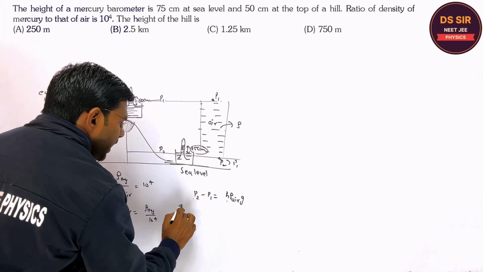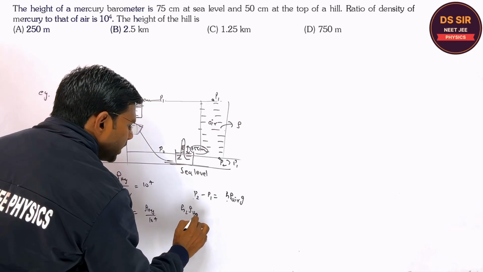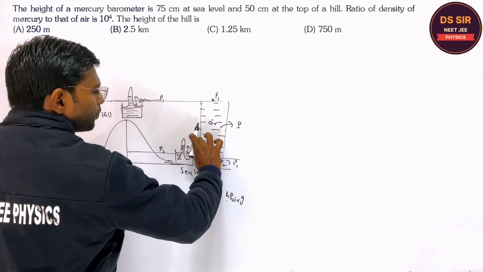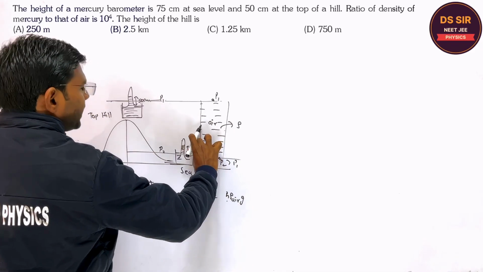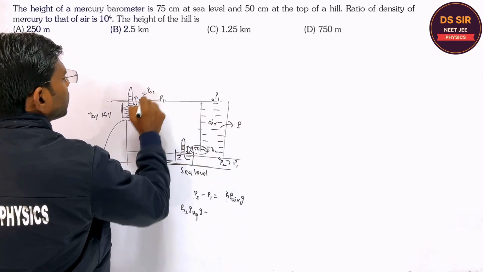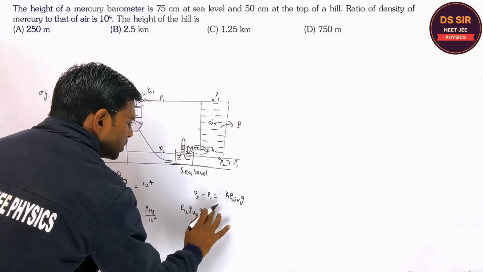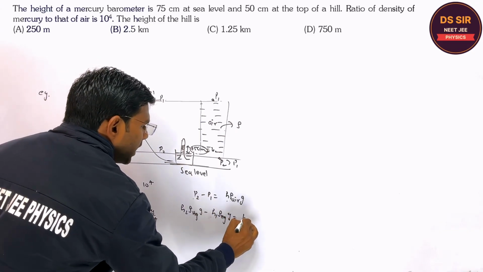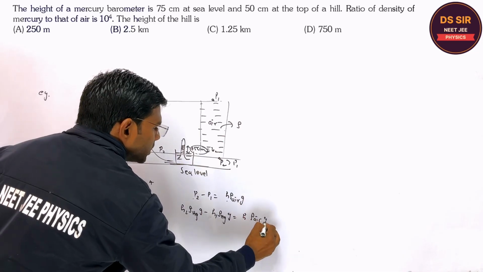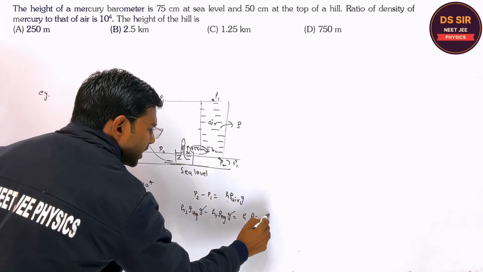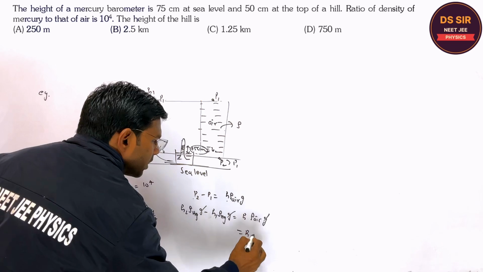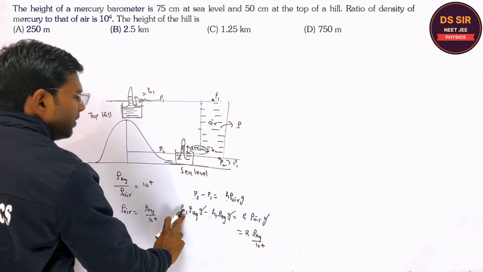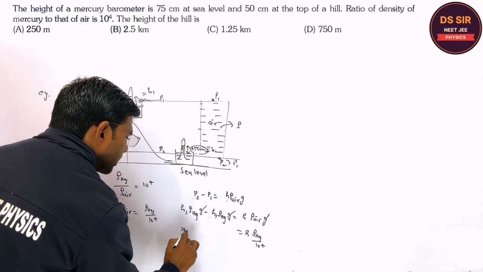So here H2 rho mercury into G minus the, I am assuming this is the H2, the barometer height. Here the barometer height is what? Say 50. H1 rho mercury into G, H into rho air into G. Is it clear? I think G will cancel out. And what is the rho air? The rho mercury divided by 10 to the power 4. This height I will put in centimeter.